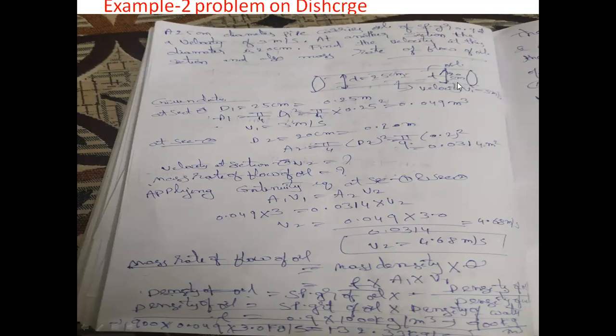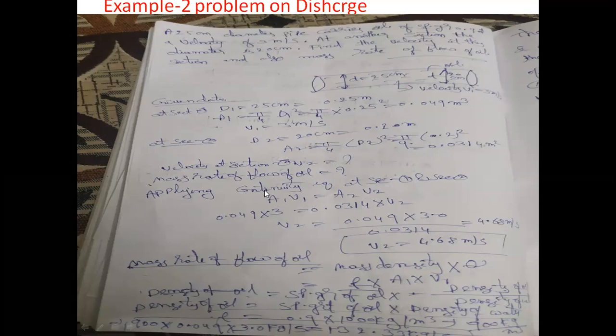Area at section 2, A2 equal to pi by 4 D2 whole square. Pi by 4 into D2, where the D2 value given is 0.2, whole square. Now the area at section 2 is 0.0314 meter square. We need to find the velocity at section 2 and the mass rate of flow of oil.